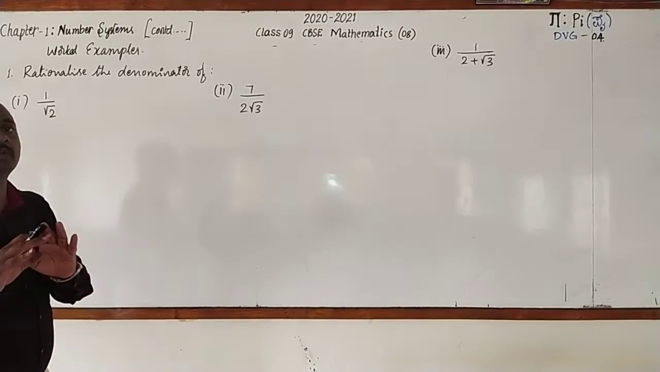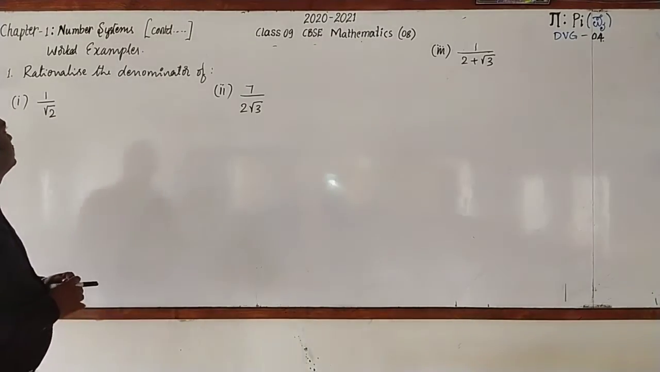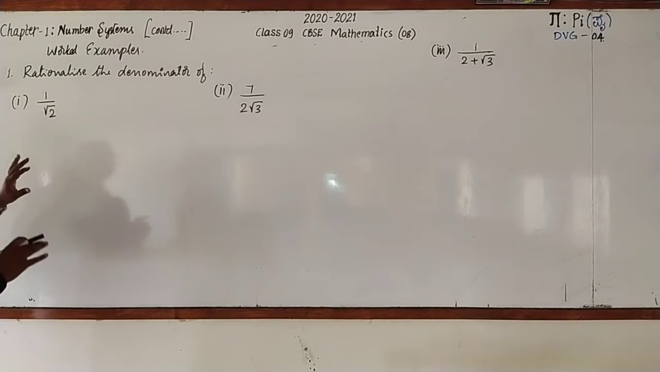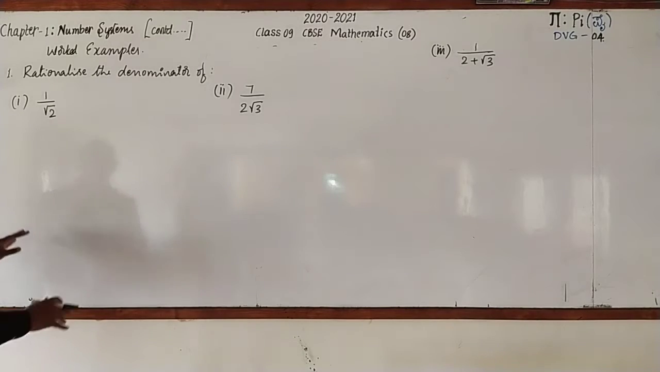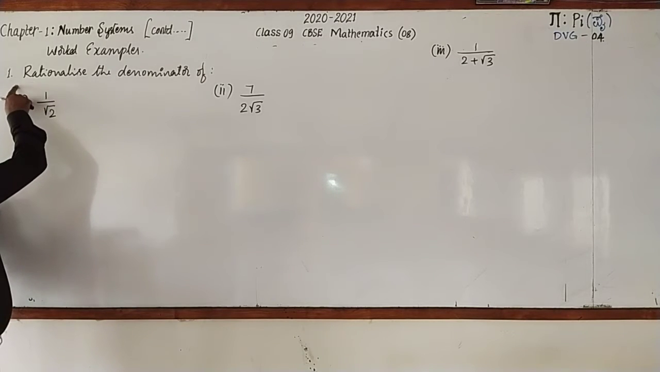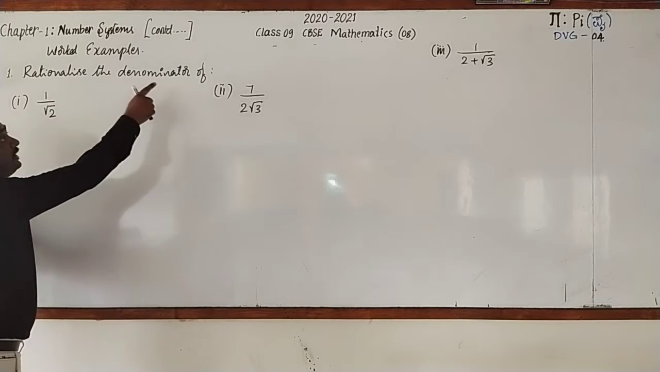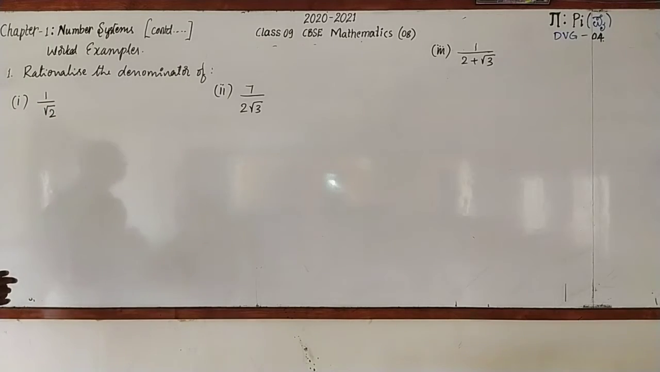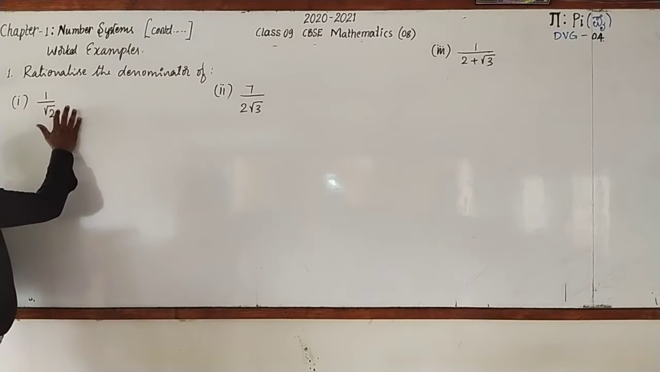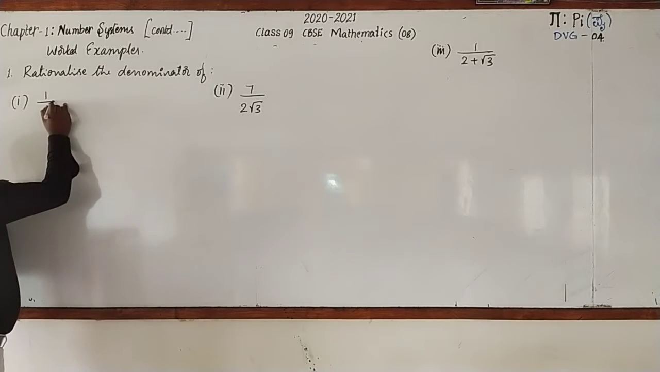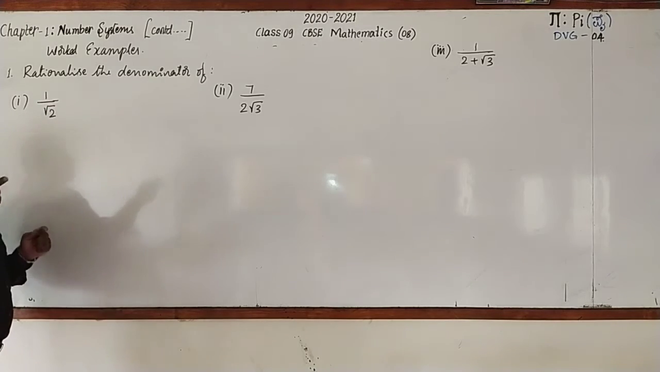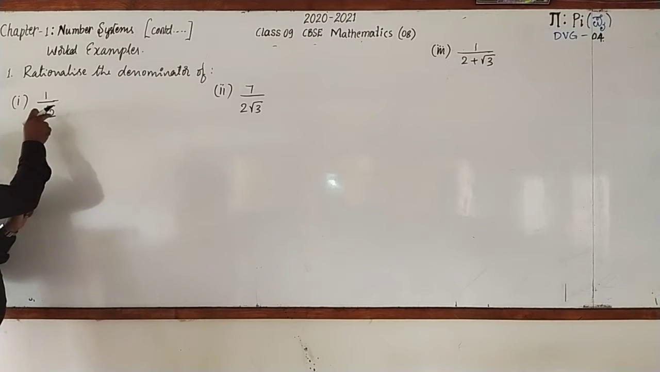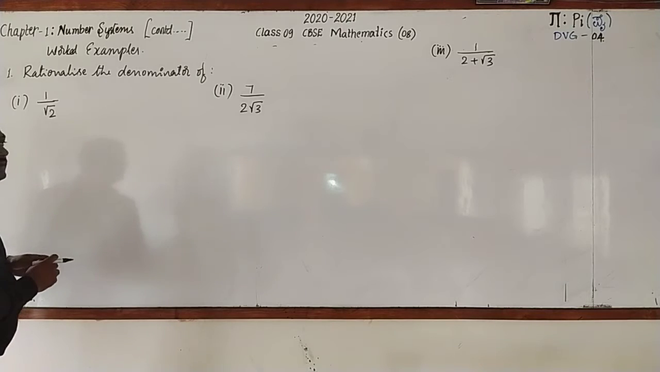Now we are moving to the very important part of this chapter. With respect to rationalization only, we are going to take a few examples. First, I have taken a very simple one. See, first you understand the question. Rationalize the denominator of the first one, 1 by root 2. See that, your numerator and denominator. Which is the denominator? Root 2. You are going to rationalize the denominator. That means you are going to convert the denominator from irrational into rational.